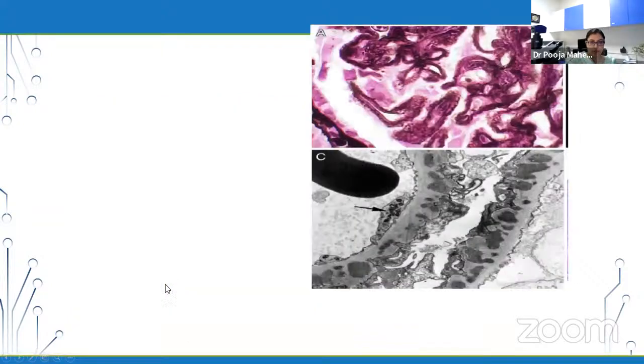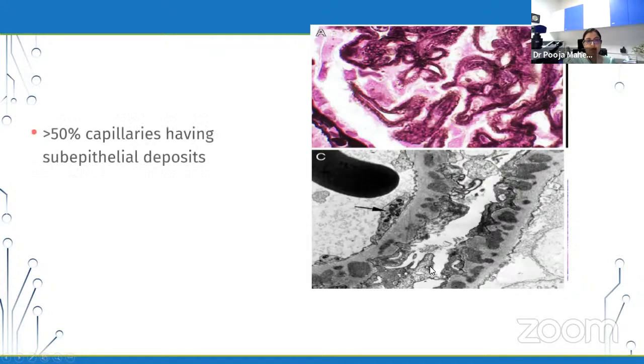This is DIF. This is again a silver stain showing beautiful mottling, and this is an EM finding. So in membranous, there are a lot of subepithelial deposits in the capillary wall. So the criterion is that more than 50% of capillaries should have subepithelial deposits.